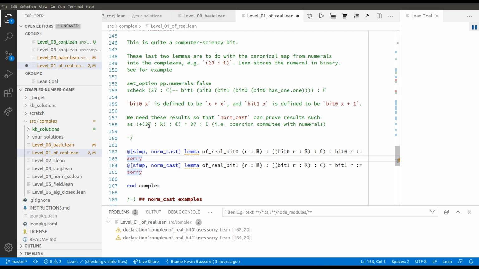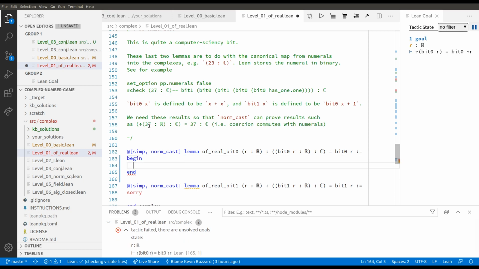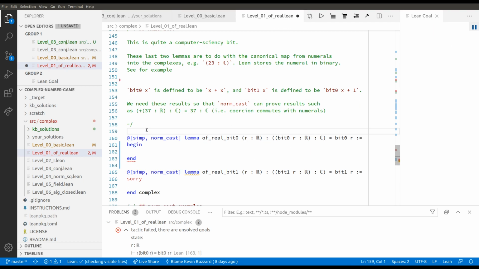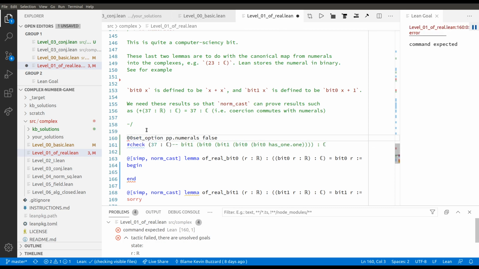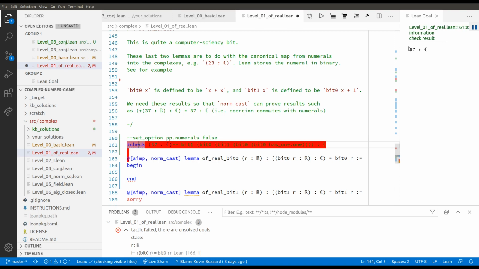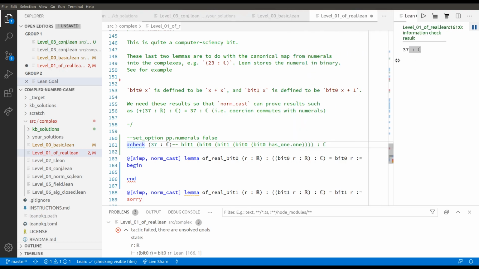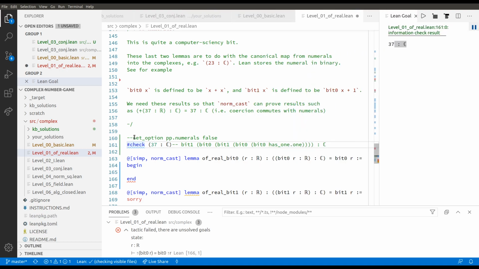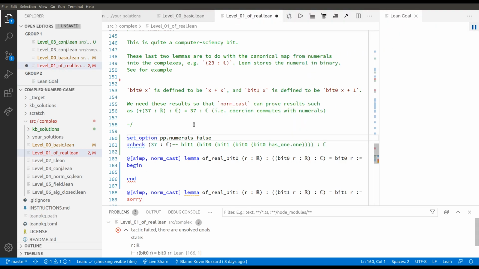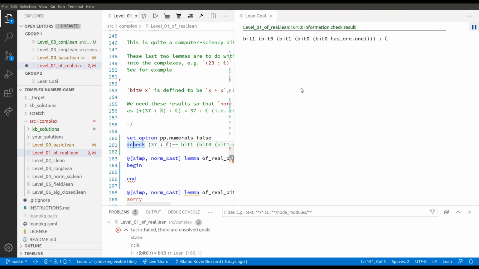This is what's going on here. So what is bit 0? Bit 0, let me show you what bit 0 is. Look at this. If I check the complex number 37, then it just says it's 37. But there's some clever notation going on here. There's some numeral notation. And if I switch the numeral notation off, and then we look and see what 37 is, this is what Lean really thinks that 37 is.